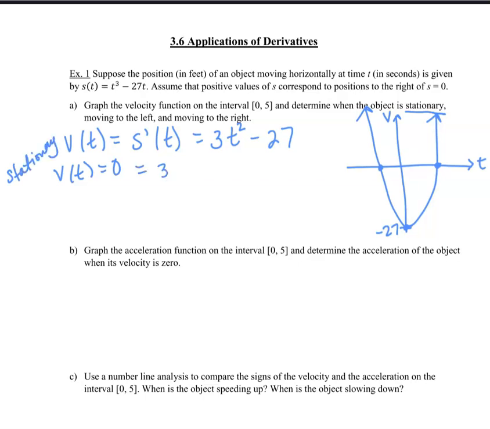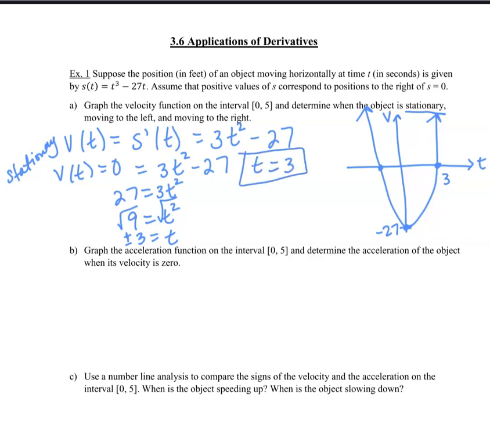To do that, I'm going to set the velocity function equal to 0. This is not too bad to solve. I'm going to add 27, and then divide by 3, so I have 9. So my t-intercepts would be plus and minus 3. And again, the negative I'm not concerned about, so the one that I care about over here is 3. So the object is going to be stationary at t equals 3. That's when the velocity is going to be 0, so that's when the particle is going to be stopped.